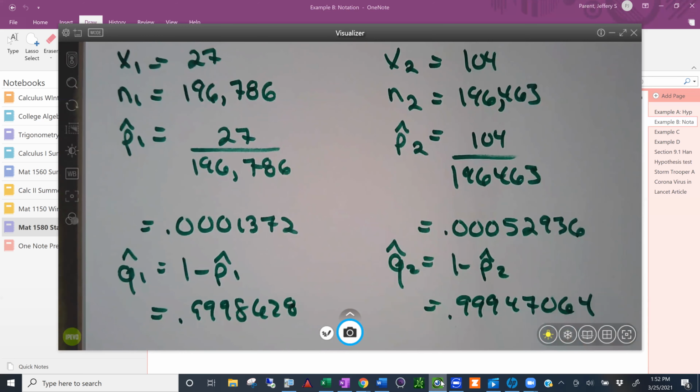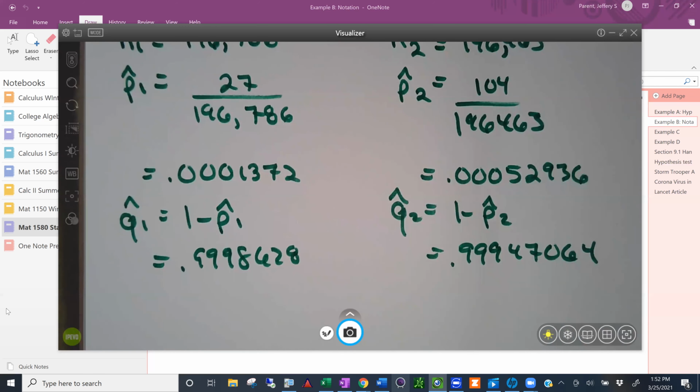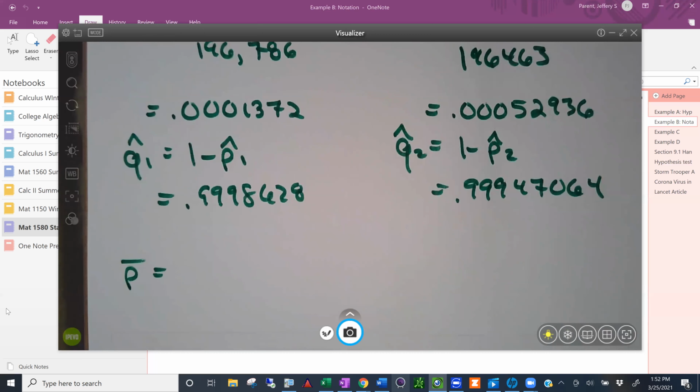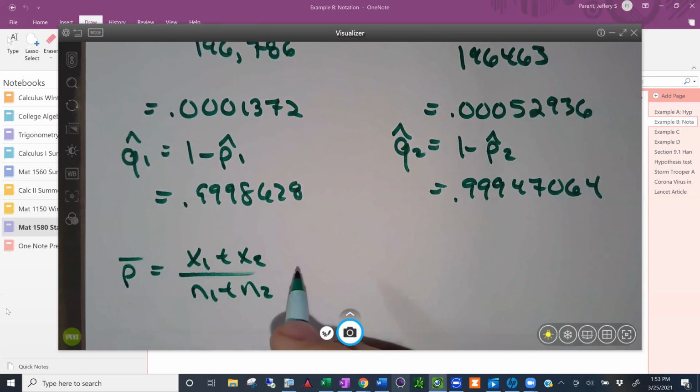So that's just a lot of notation. Now there is actually one more little bit of notation that I have to introduce. On my handout, I write it differently than the book does. They use P bar. P bar for them is x1 plus x2 over n1 plus n2. It's like an average between the two groups of, well, what's the overall rate of getting the disease? The average rate of getting the disease between the two.